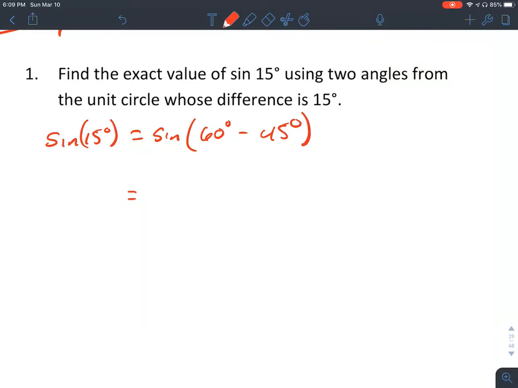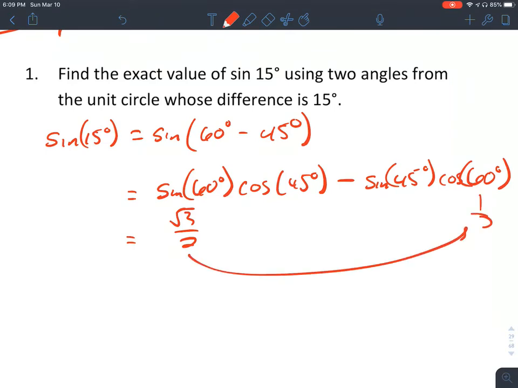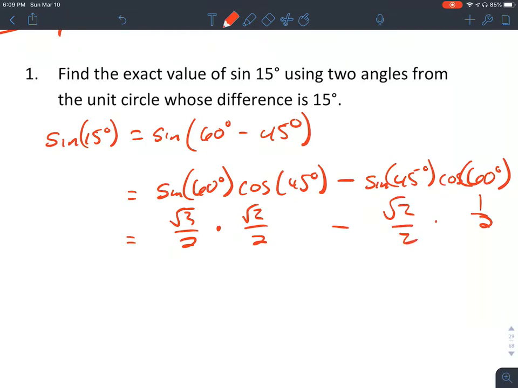Using the difference identity, we're going to have sine of 60 degrees times cosine of 45 degrees minus sine of 45 degrees times cosine of 60 degrees. Sine of 60, using the unit circle, is square root of 3 over 2. Cosine of 60, I'm over here on the right, is going to be 1/2 using the unit circle. Cosine of 45, square root of 2 over 2. Sine of 45, square root of 2 over 2.